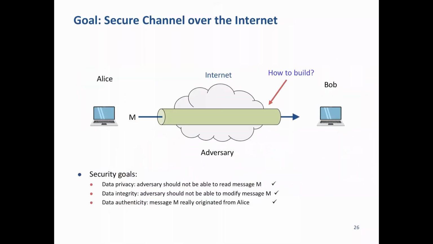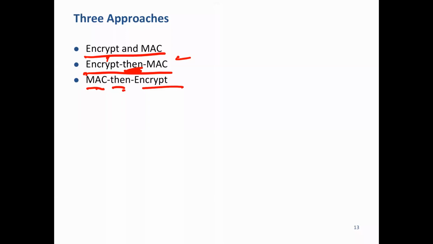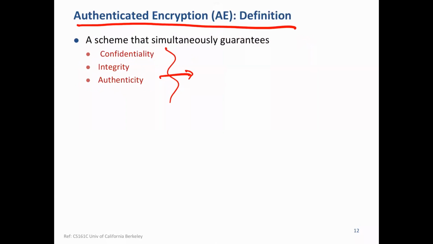Now we have not tried to combine these methods. We have seen symmetric encryption, we have seen hashing, we have also seen MAC, and we never tried to combine them. Now we can combine these methods and see, can we get all three properties: confidentiality, integrity, and what was the third one? Authenticity.